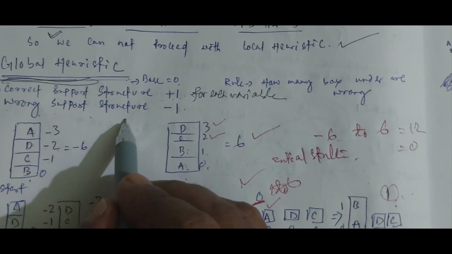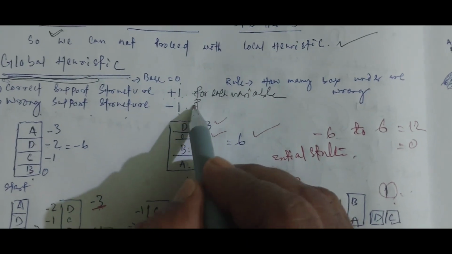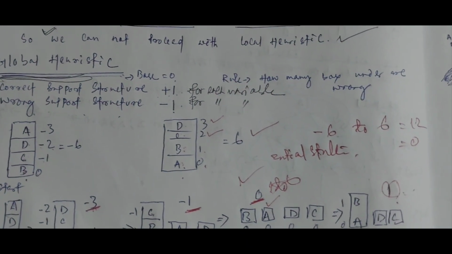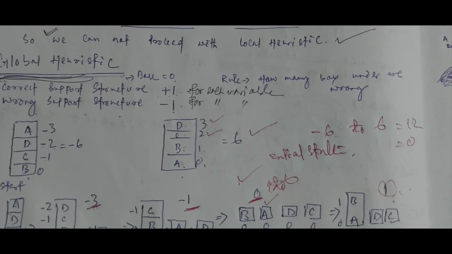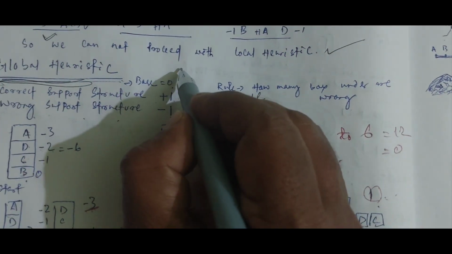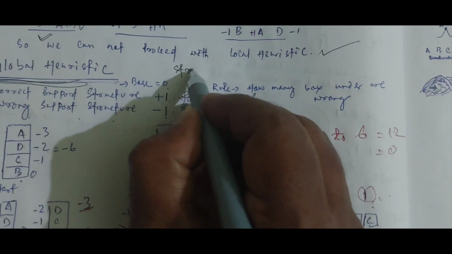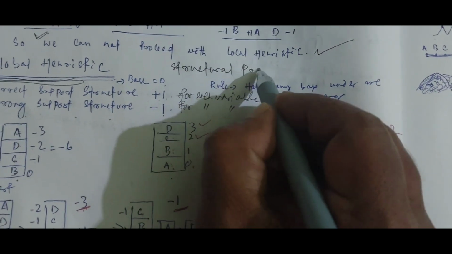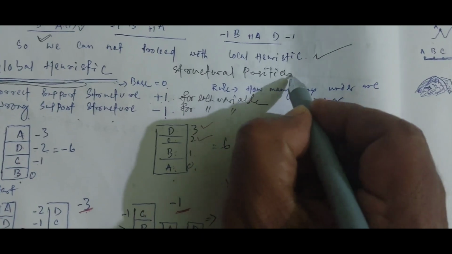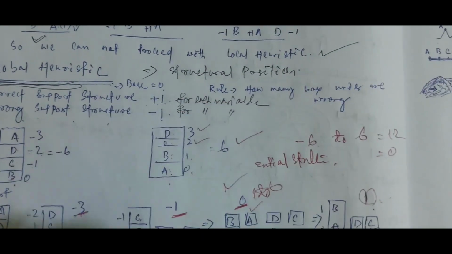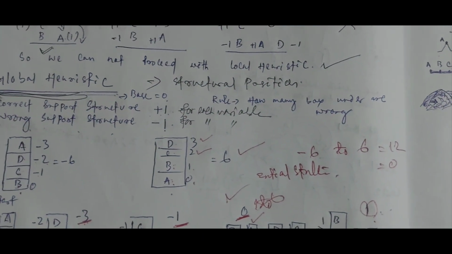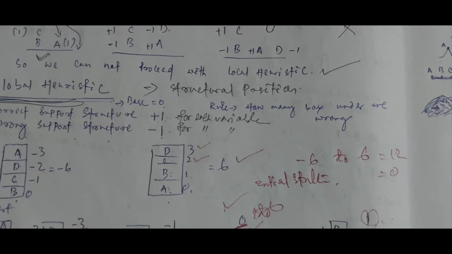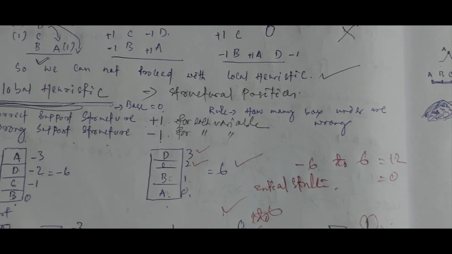The wrong support structure will be -1 for each variable, and its formula is the total structural position. It will always consider structural position, whereas in the local heuristic only the local positioning or resting position is considered.